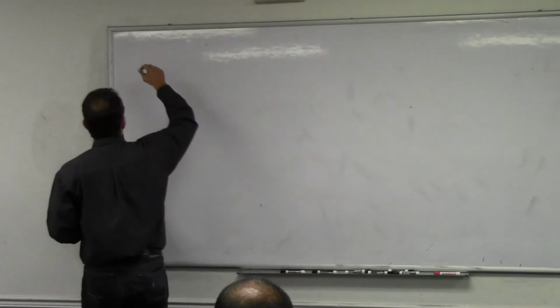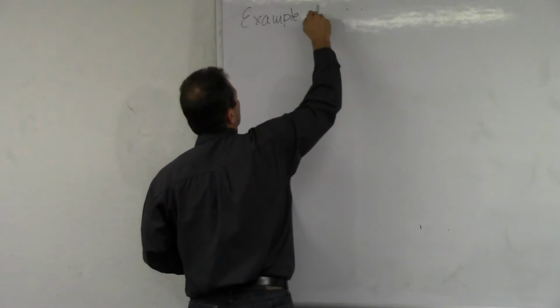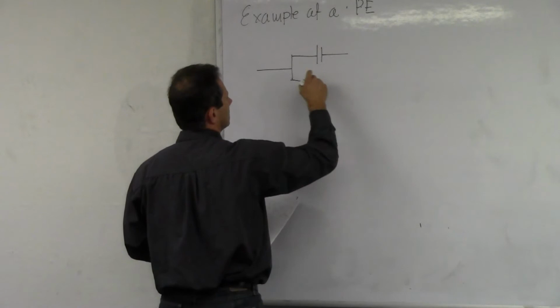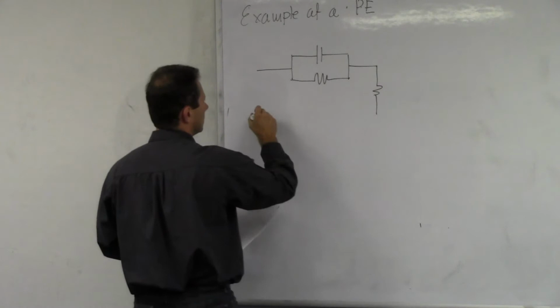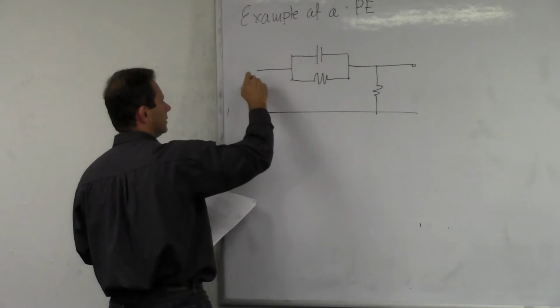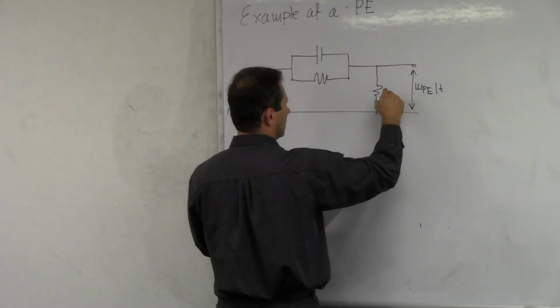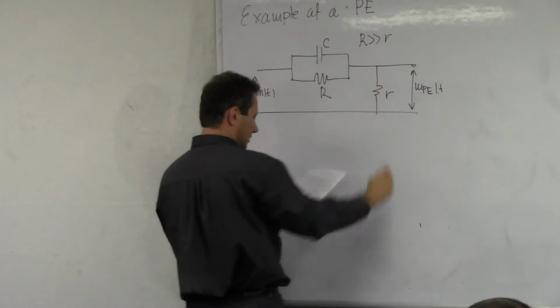So, example of a pre-emphasis. Let's take a look at a circuit that might look somewhat like this. This is your m of t, and this is your m pre-emphasized. This is resistor little r, and this is capital R. I have that capital R is much greater than the little r.